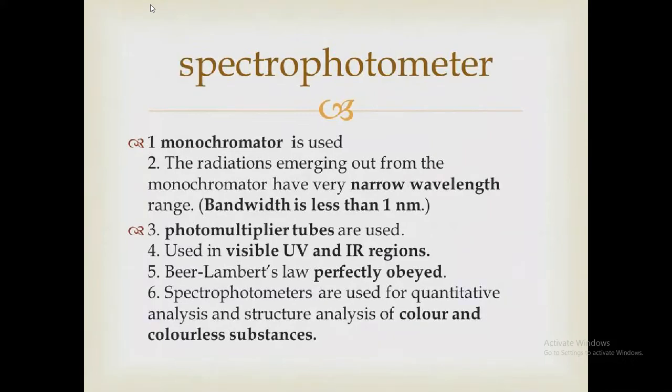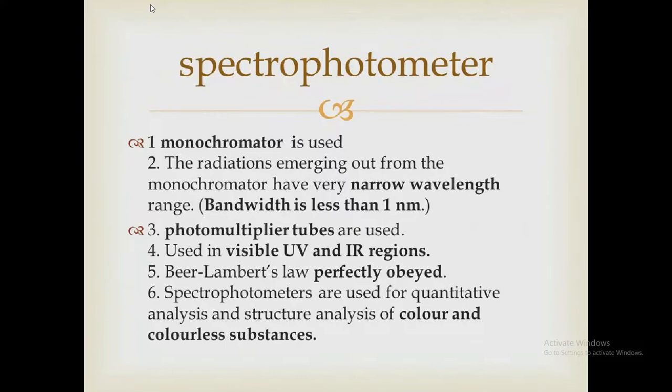In spectrophotometer, they are using a monochromator. The monochromator can be either a prism or a grating element, in order to get a monochromatic wavelength. The second distinguishing character is that it makes use of a narrow wavelength range, that is, the bandwidth is less than 1 nanometer. Very important distinguishing point. In this spectrophotometer, they use a photomultiplier tube. It's very important here. They are using it in the visible, UV and IR regions.